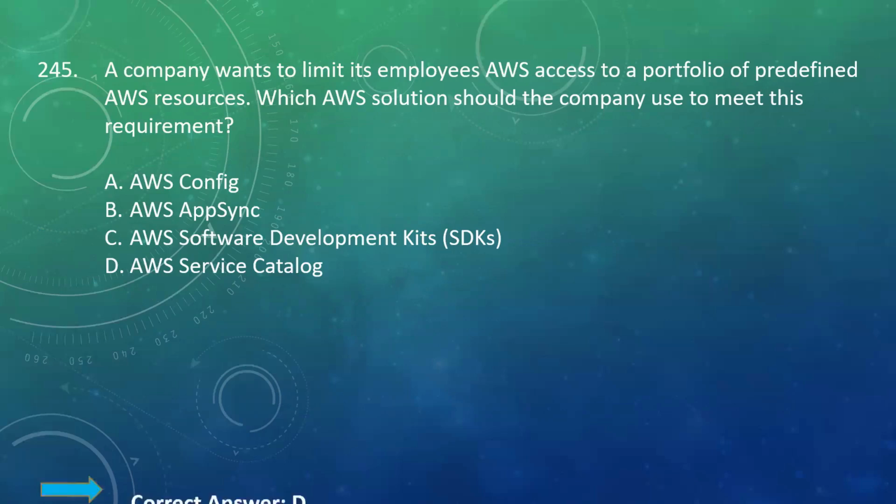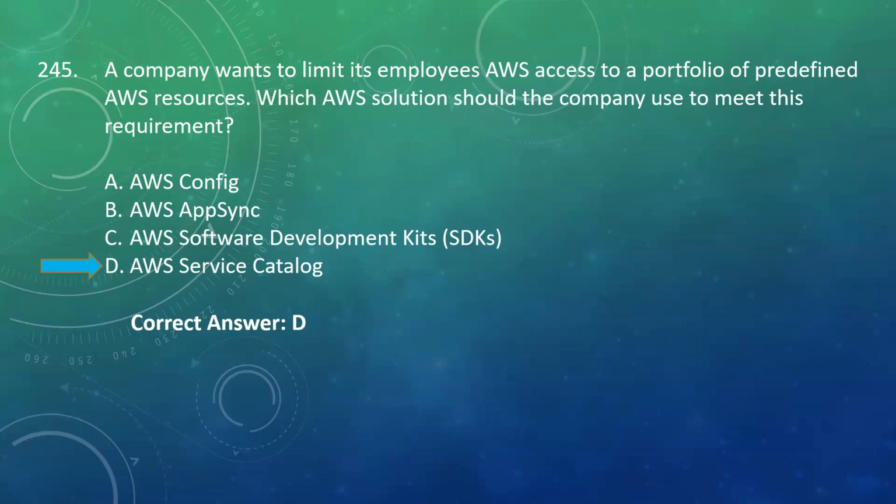The correct answer here would be AWS Service Catalog, which allows organizations to create and manage catalogs of IT services that are approved for use on AWS. With Service Catalog, you can define and control which AWS resources and services are available to your employees, and you can set up constraints to manage resource configurations. This helps in ensuring that users only have access to resources that are part of the predefined portfolio. So folks, I hope this clarifies why AWS Service Catalog is the right choice in this case.